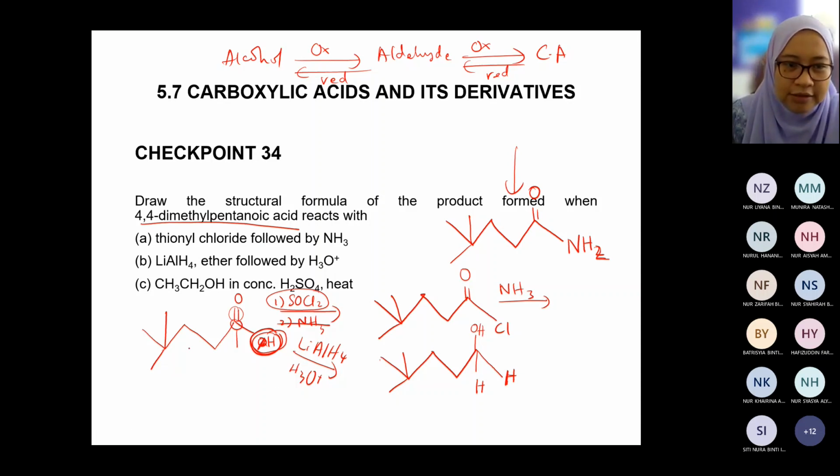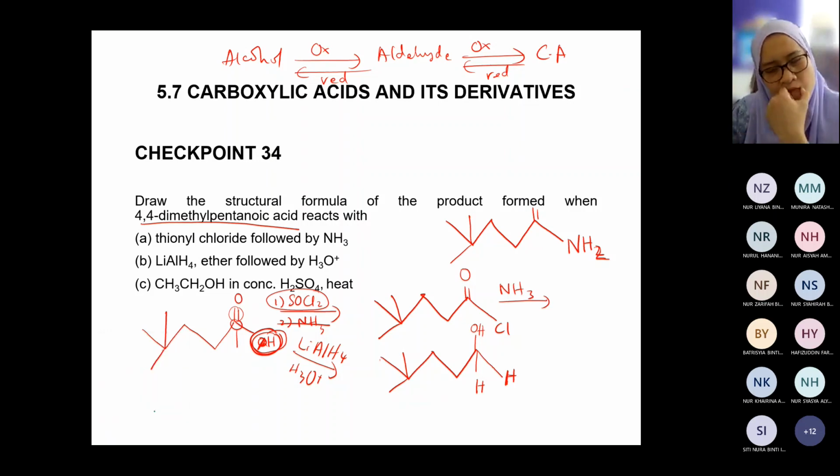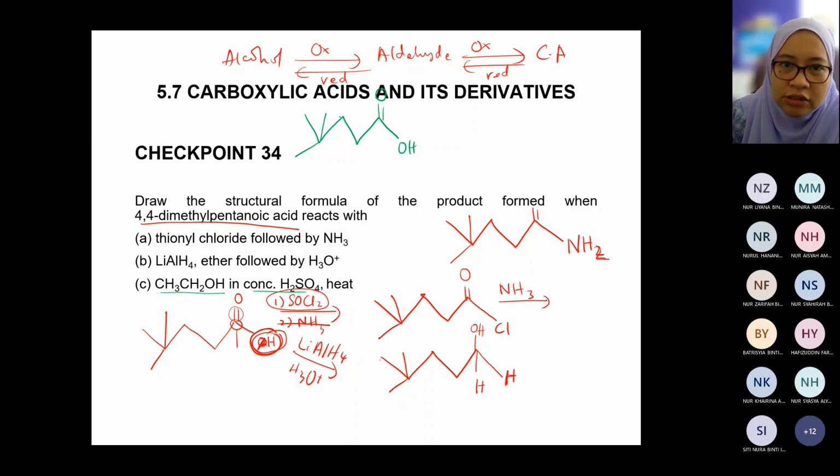Okay, alright. Another C, where's C? If it's different, oh, it reacts with alcohol in the presence of concentrated H2SO4 and heat. So, this is esterification. Okay, so the carboxylic acid from earlier, double bond O, right? OH. 1, 2, 3, 4, 5.